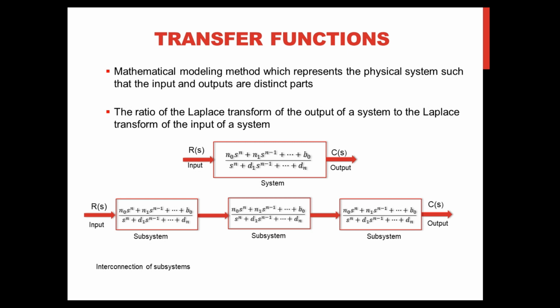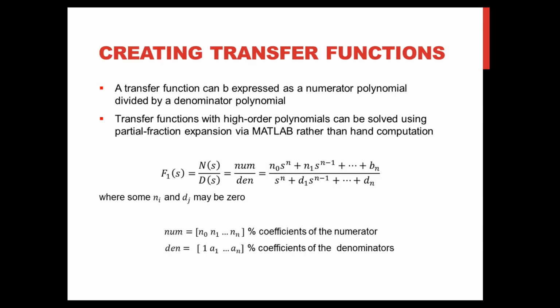In some instances, instead of representing the entire system as a transfer function, we would like to represent the interconnection of several subsystems, each having its own transfer function inside each block. The block functions are easily combined to obtain the overall system block diagram representation for analysis and design. A transfer function can be expressed as a numerator polynomial divided by a denominator polynomial. Transfer functions with high-order polynomials can be solved using partial fraction expansion via MATLAB rather than hand computation.